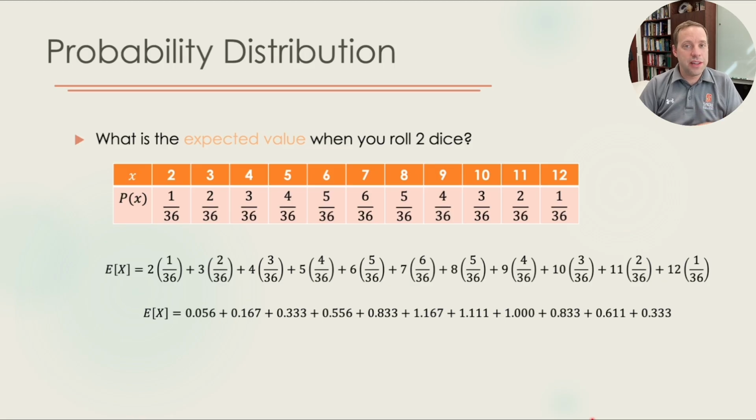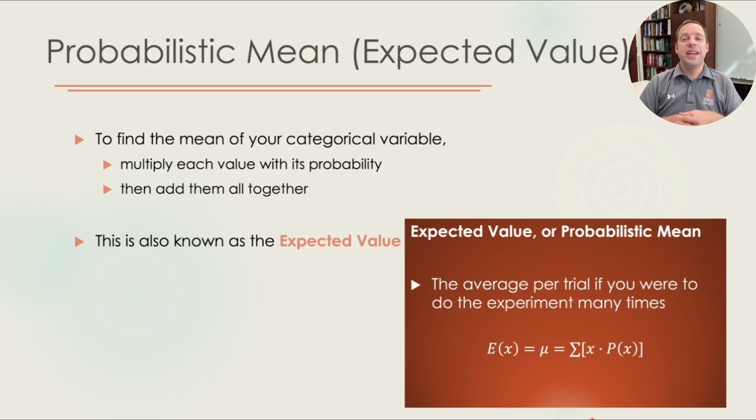If I add them all up together, any guesses as to what I get? Here's a hint. There's a peak probability in the middle, and it's symmetric on both sides, so it should average right in the middle. And sure enough, if you add all these numbers, you get exactly 7.0. All right, so the expected value is 7, and remember that this expected value is just the mean of our categorical variable. In our next couple of videos, I'll show you a couple of examples of how to use and interpret the expected value.